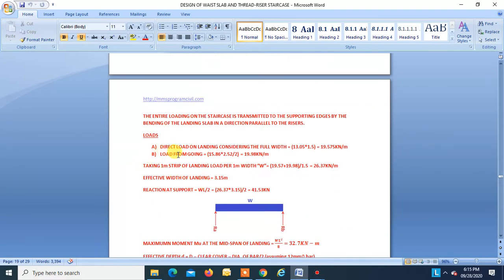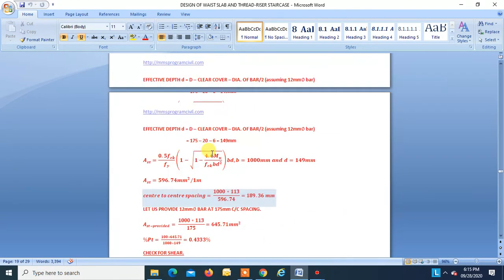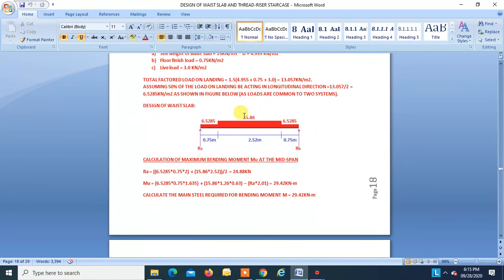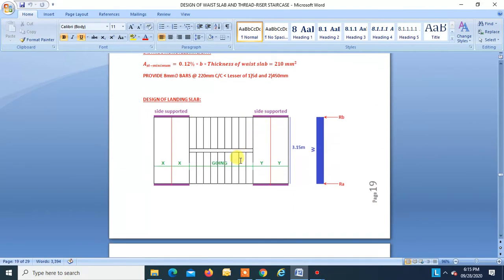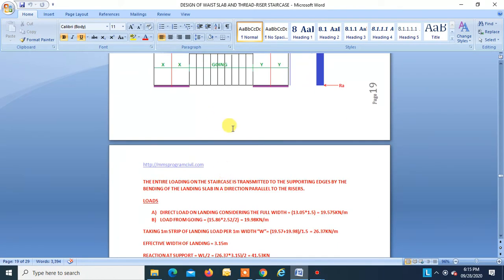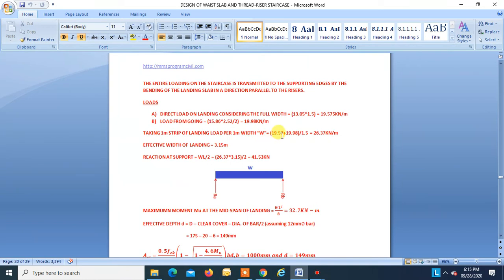Now, load from going. Okay, the load from going. This is 15.86 kilonewton per meter square. This is going. Okay, so half the load will go to this landing. The length of this going is 2.52. Okay, so total load of going in meter square into 2.52 divided by 2. Half the loading will come to this landing. Okay. So this is equal to 19.98.